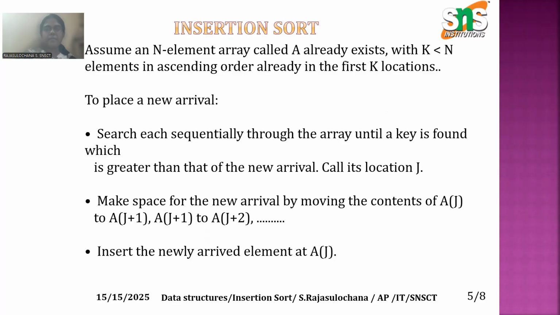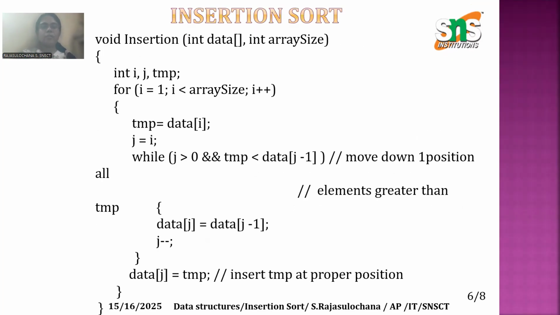Assume you have an array of n elements. If you want to place a new arrival, you have to search the array sequentially until a key is found where the key value is greater than that of the new arrival. Call it location J. Now make space for the new arrival by moving the contents of A[J] to A[J+1], A[J+1] to A[J+2], A[J+2] to A[J+3], and so on. The new arrival is inserted as the element at location A[J]. So this is the algorithm of insertion sort.